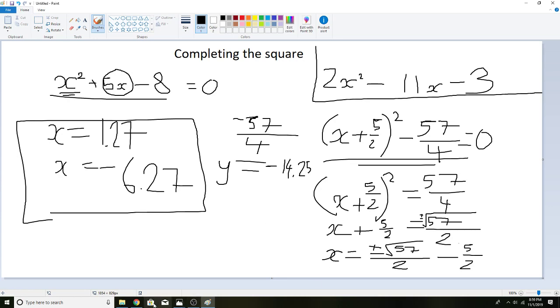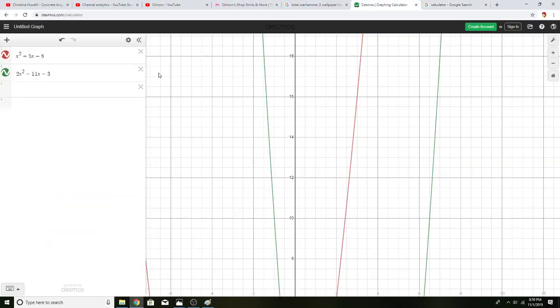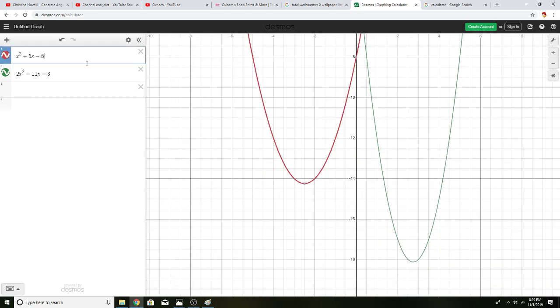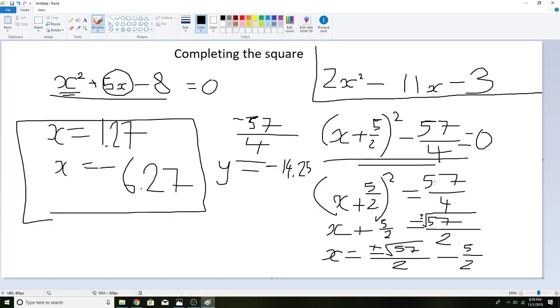Anyway, let's check this. So I did it here. If we go down, yeah. So you see then, the y value is minus 14.25, and you can know the x value of when that occurs as well. So it's not plus 5 over 2, it'll be minus, because remember, you have to get this equal to 0. So it'll be this. So yeah.